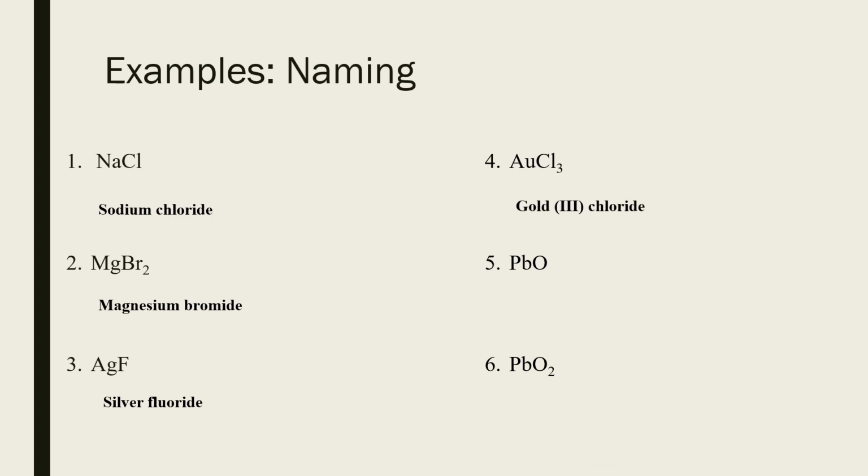So we write gold, Roman numeral 3, chloride. Again, why am I using 3 for gold? If gold's charge is +3 and I have 3 chlorines at -1, the +3 cancels out the negative from chlorine.